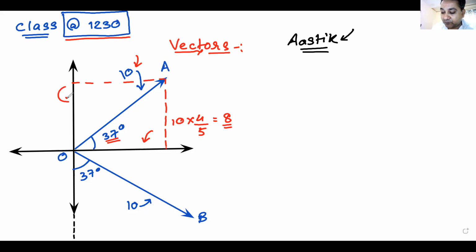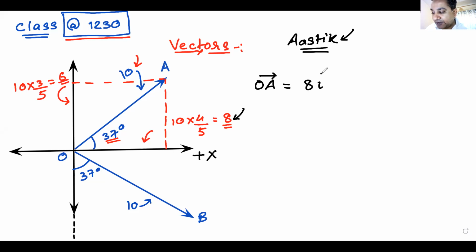Yes, Vijay, great. What about the y component? If the x component is cos of 37, the y component has to be sine of 37. Sine of 37 is 3 by 5. We must remember it. Yes, Vijay, that is correct. 6. Let us now write what is OA vector. OA vector will be equal to, looking at this component, it is 8 and it is going along positive x-axis. So it will become 8i. It becomes 8i. I hope everyone understands this.